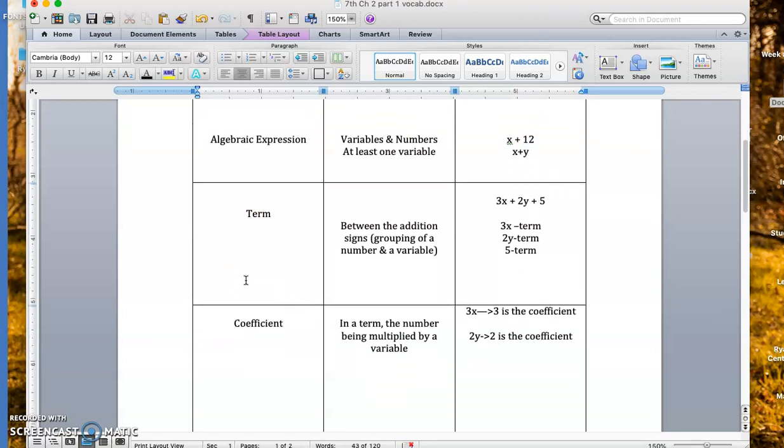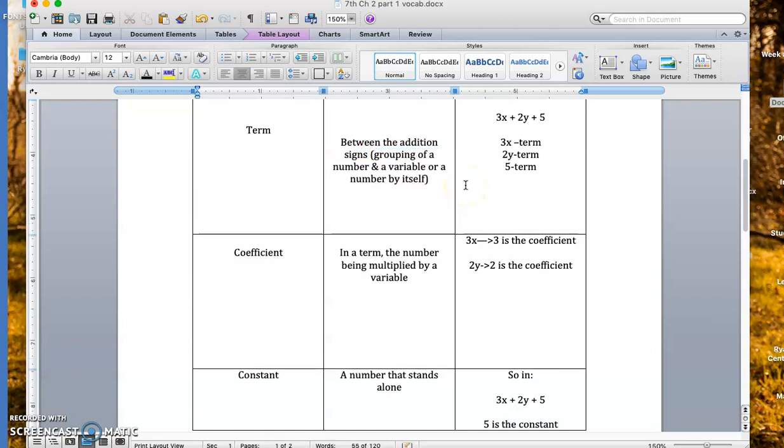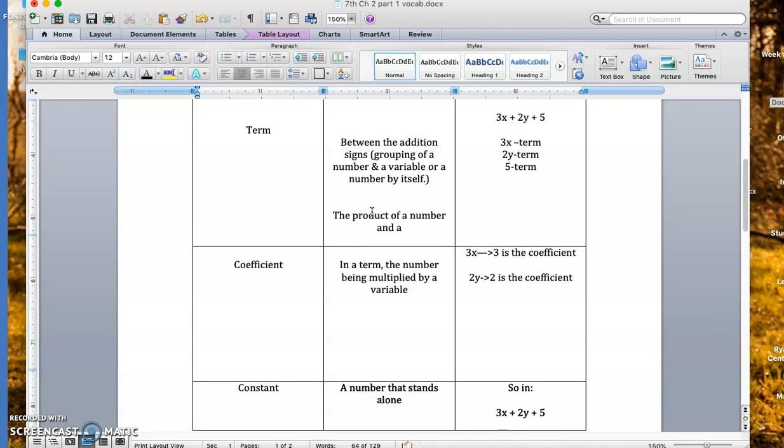Now, all expressions are broken down into terms. A term, the simplest way to tell you, is anything between the addition signs. So it's a grouping of a number and variable, or a number by itself. That's also important. The actual definition of a term is a number by itself, or the product of a number and a variable. So for example, 3x is a term. That is a grouping of a number and a variable together. 3x does mean 3 times x, so that's why it's called a product.